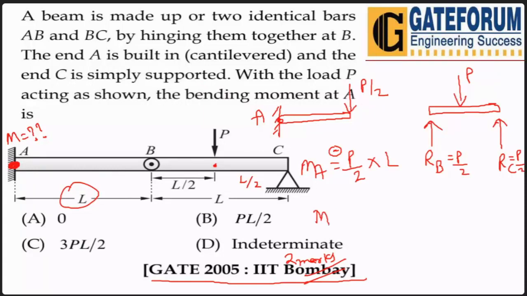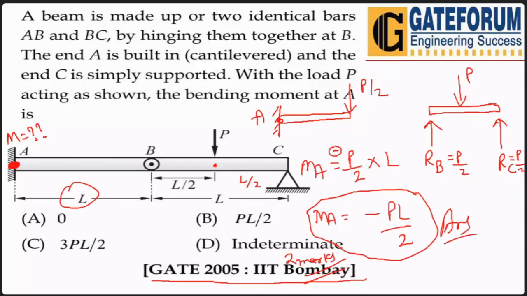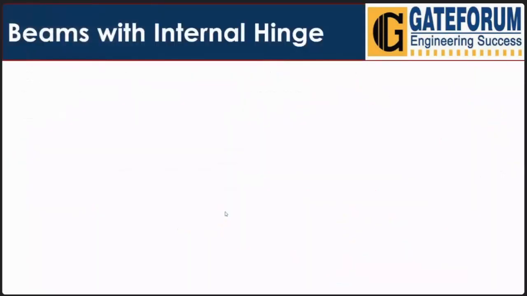So the moment at A will be equal to minus PL by 2. This will be our answer, but we should go for the magnitude only. So leave the sign, PL by 2. So option B will be correct here. As you can see, this question from GATE 2005 was also very simple, and within 30 seconds we can solve it.